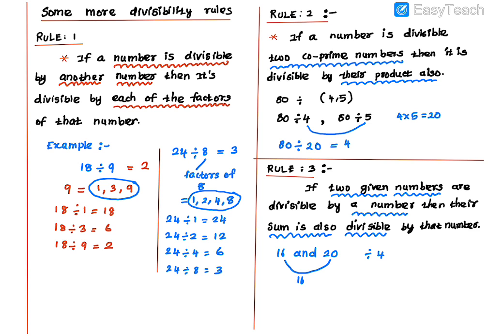So what is the sum of these numbers? We have to add 16 plus 20. What is that number? 36. So 36 divided by 4, 36 is also divisible by 4. So 9. Am I right? So can you understand the meaning? If two given numbers are divisible by a common number, a single number, then their sum can also be divisible by that number. So this is that rule. Okay, next, we'll move to the next rule.